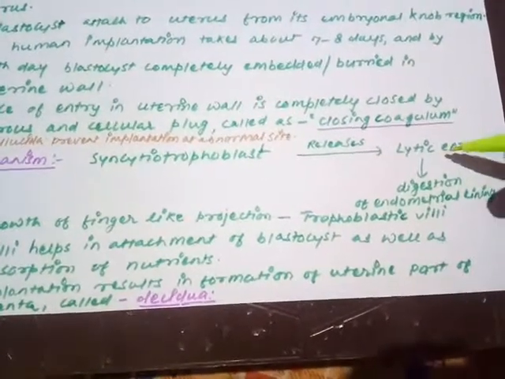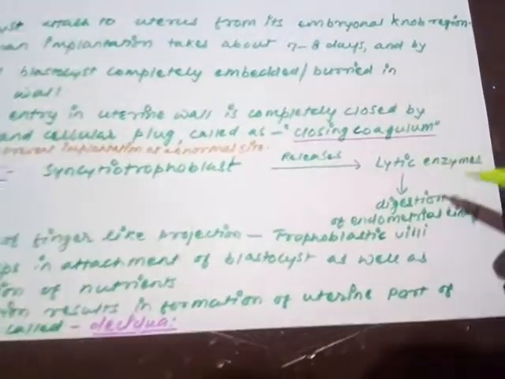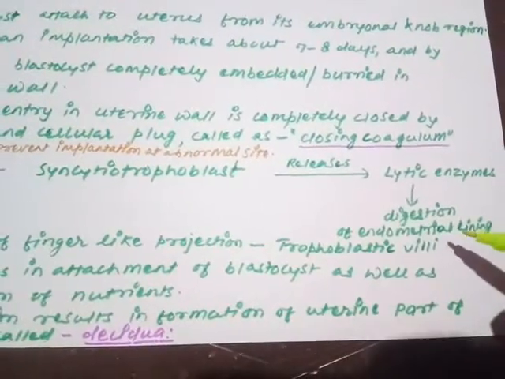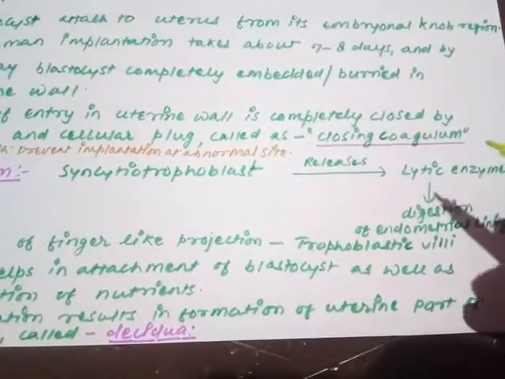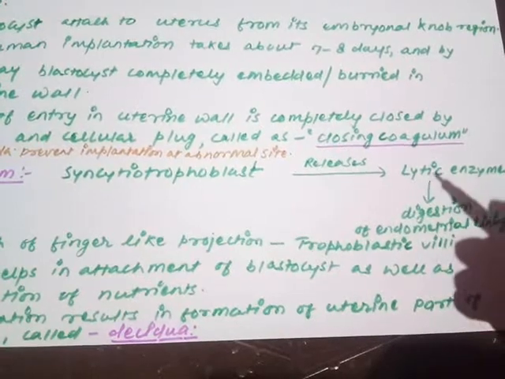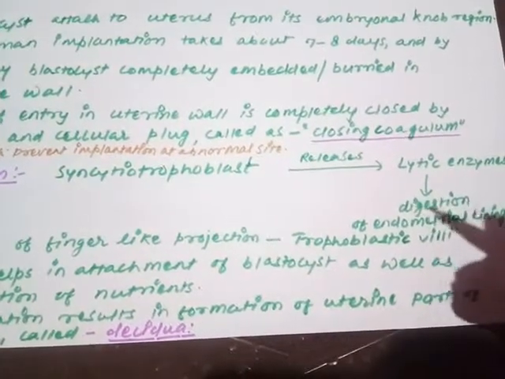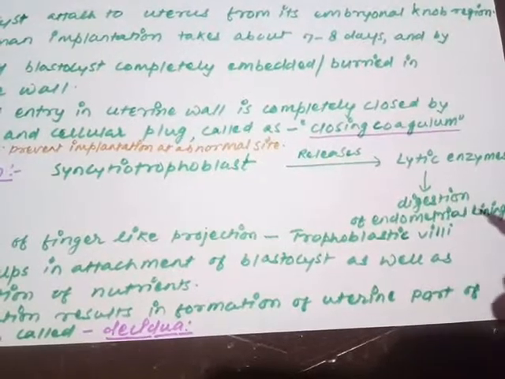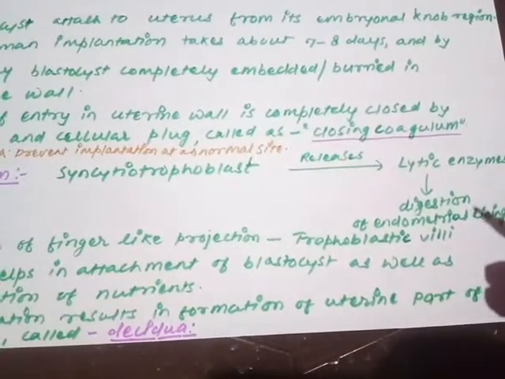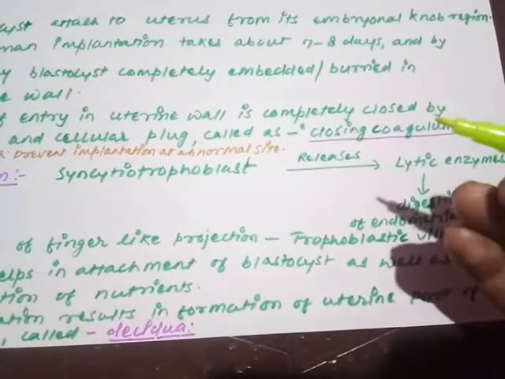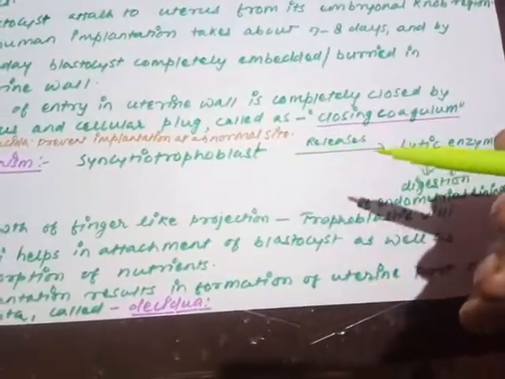That lytic means what? To hydrolyze. So lytic enzymes are going to digest out the endometrial lining, because this is required when the implantation process is there. The endometrium is completely intact, so to penetrate inside the endometrial lining, it is required to digest that lining, so that the embryo could get inside or penetrate inside that one.